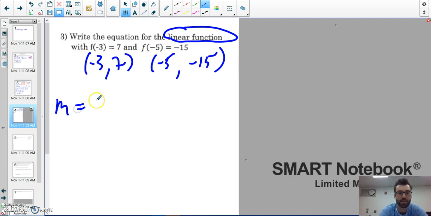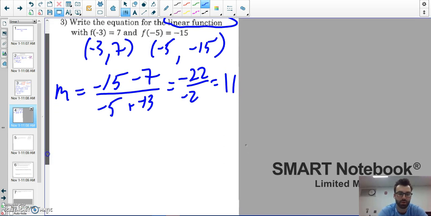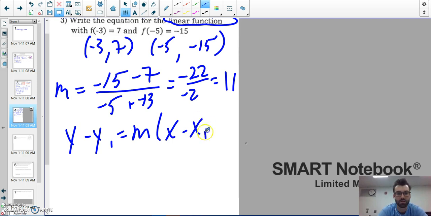Find the slope. Negative 15 minus 7 over negative 5 minus negative 3. Add. I got negative 22 over negative 2, which gives me 11. I can write this in point slope form. Remember, point slope form is this, where this x and this y do not change, only y1 and x1.